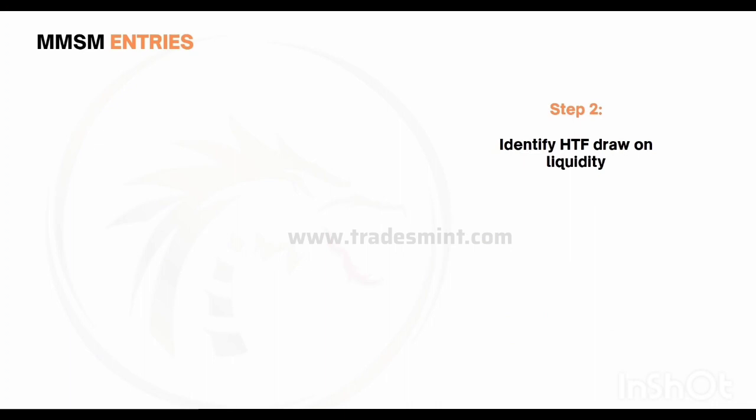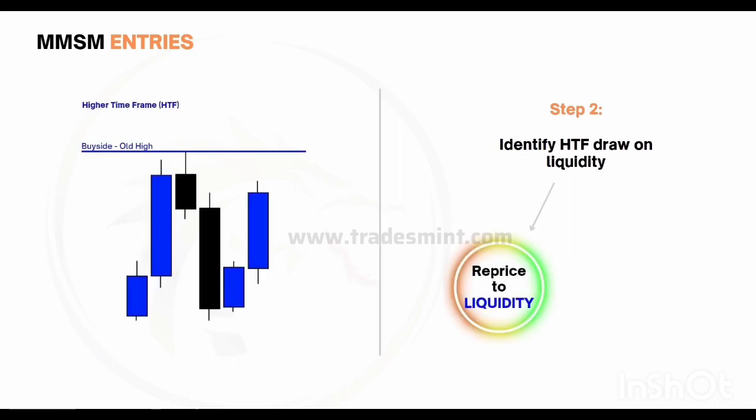Which brings us on to step 2, which is identifying the higher time frame draw and liquidity. Once we've established whether we're in a market maker buy model or a market maker sell model, in relation to that model, what is the likely higher time frame draw?